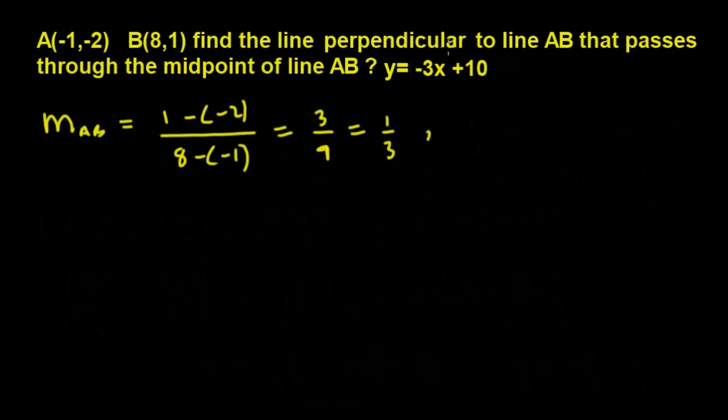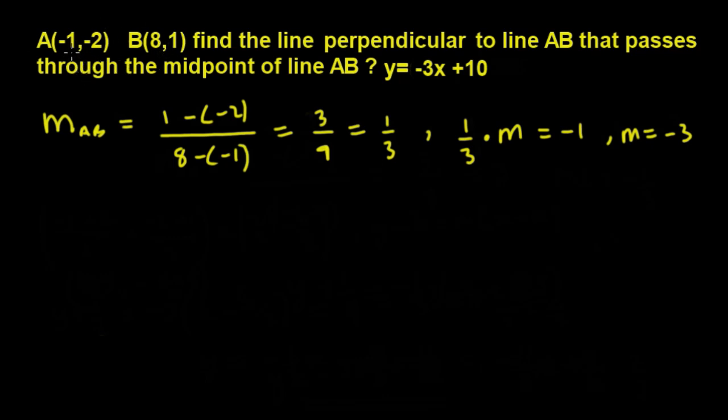Now we're looking for the line that's perpendicular to this line. So 1 upon 3 times the gradient of the line we're looking for is going to equal minus 1, because they're perpendicular. That means the gradient of the line we're looking for, m, must equal minus 3. We know this line passes through the midpoint of the line AB.